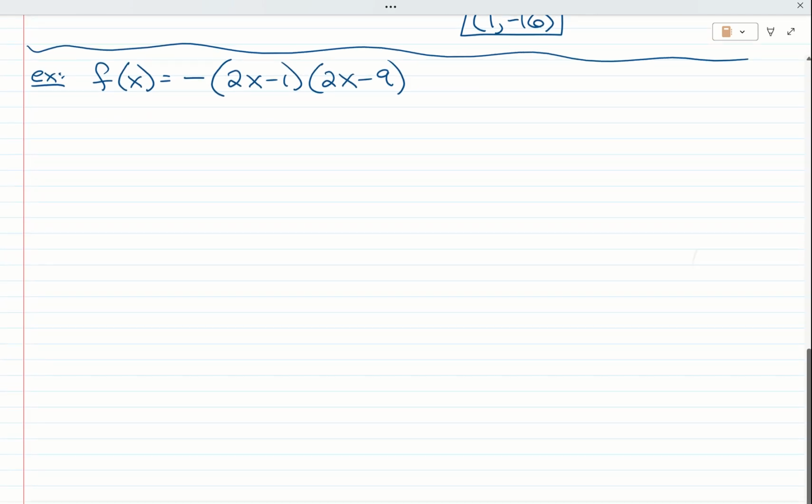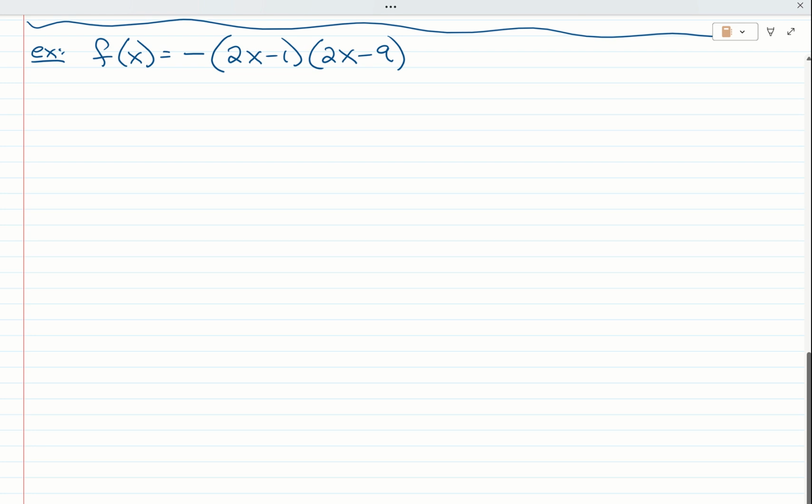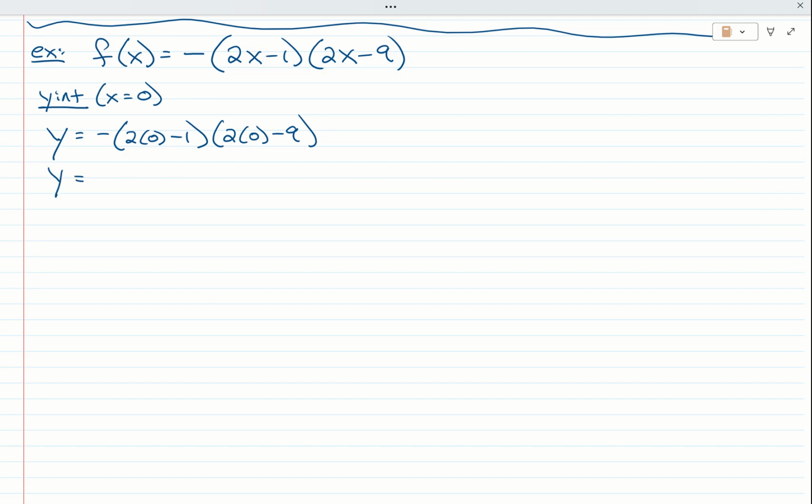So let's go ahead and find everything that we just did. First thing, let's get the y-intercept. I'll go a little bit quicker for this because we already talked about how we get the y-intercept by putting 0 in for x. Y and f of x are the same thing. So we're going to do negative 2 times 0 minus 1, 2 times 0 minus 9. And if we do this correctly, it looks like the y-intercept would be negative 9.